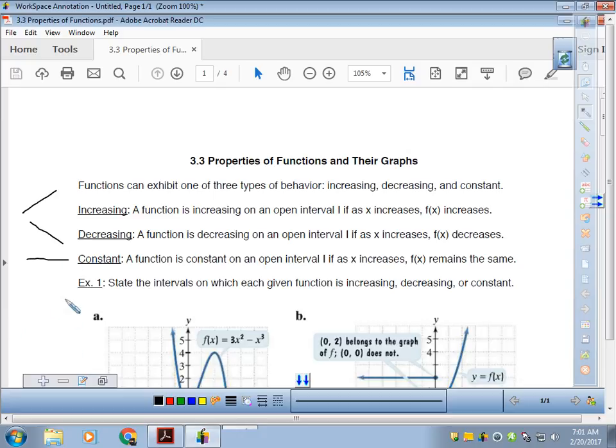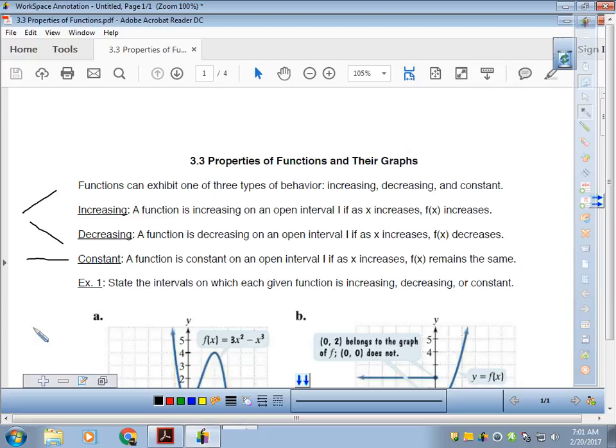Now, when you talk about these behaviors, you're going to be writing intervals for them. So intervals where it's increasing, intervals where it's decreasing, intervals where it's constant. There's a couple of things to bear in mind when you write these intervals. The first one is that you always use the x values when you write the intervals, never the y values. It's always x. The second thing to bear in mind is we always exclude the endpoints. We always use parentheses on them.